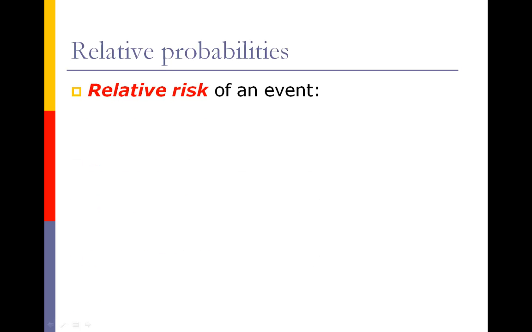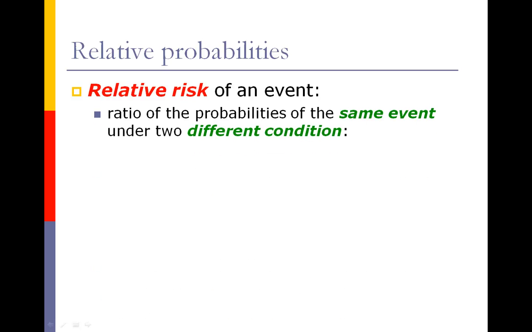The first one is something called the relative risk of an event. What do we mean by the relative risk? Here we're looking at the same event, but under two different conditions. So the relative risk of an event is the ratio of the probabilities of the same event under two different conditions. For instance, we might ask, what's the probability of developing lung cancer if you're a man, as opposed to what's the probability of having lung cancer if you're a woman? So we're looking at the same event, developing lung cancer, but under two different conditions. One is that you're a man, one is that you're a woman.